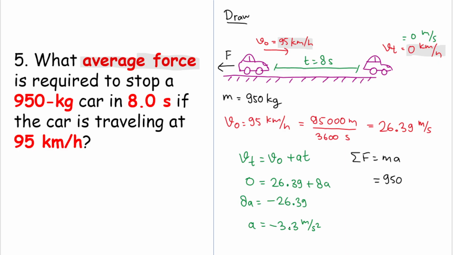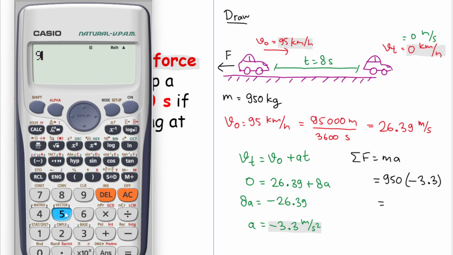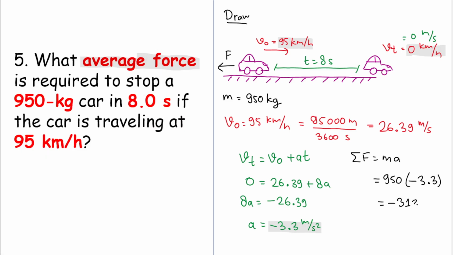And then what is the acceleration? The acceleration is this one here, minus 3.3. So I'll have minus 3.3. And how much is that? 950 times minus 3.3 will be minus 3135. And the unit here will be in Newtons. The negative value here is because the direction of the force is opposite to the direction the car is going. And I think that's all for this problem.